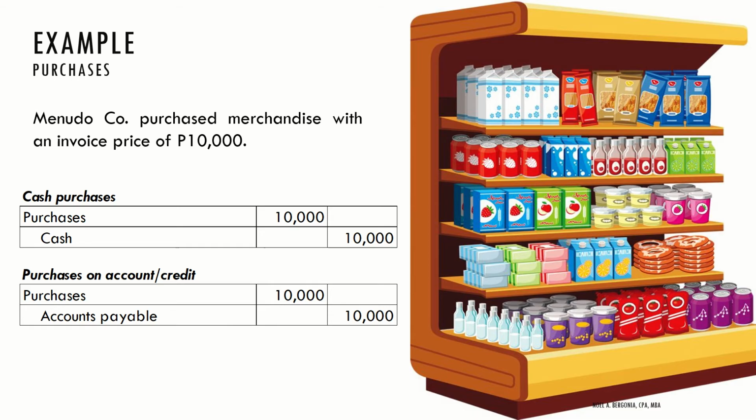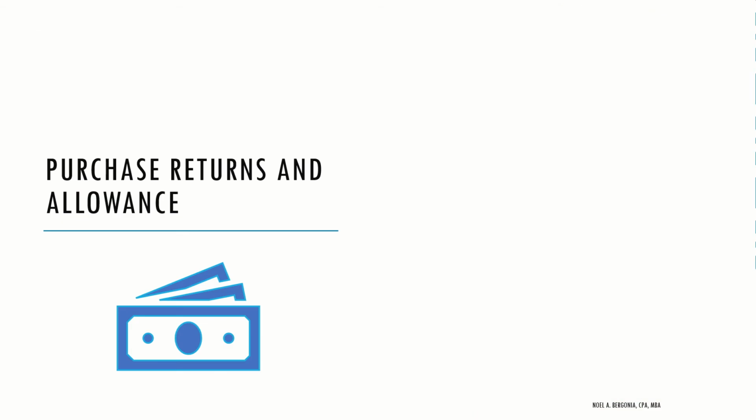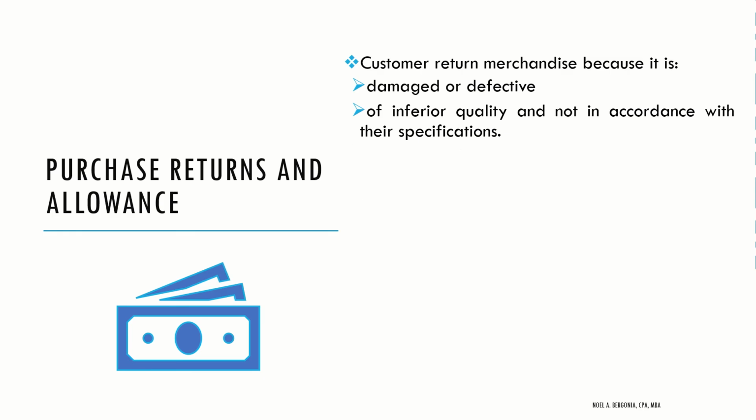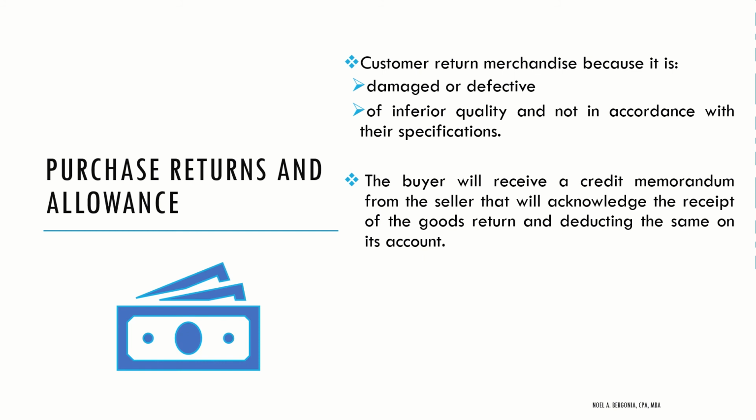The next component of our net purchases is the purchase returns and allowances, which is the reason why we have it, because we, the customer or the buyer, could return the merchandise because it's defective or inferior in quality. The buyer will receive the credit memorandum issued by the seller. Di ba kanina, on the seller's perspective, the seller prepared the credit memorandum, then sent it to the buyer to inform him or her that the account was already deducted using the credit memorandum.